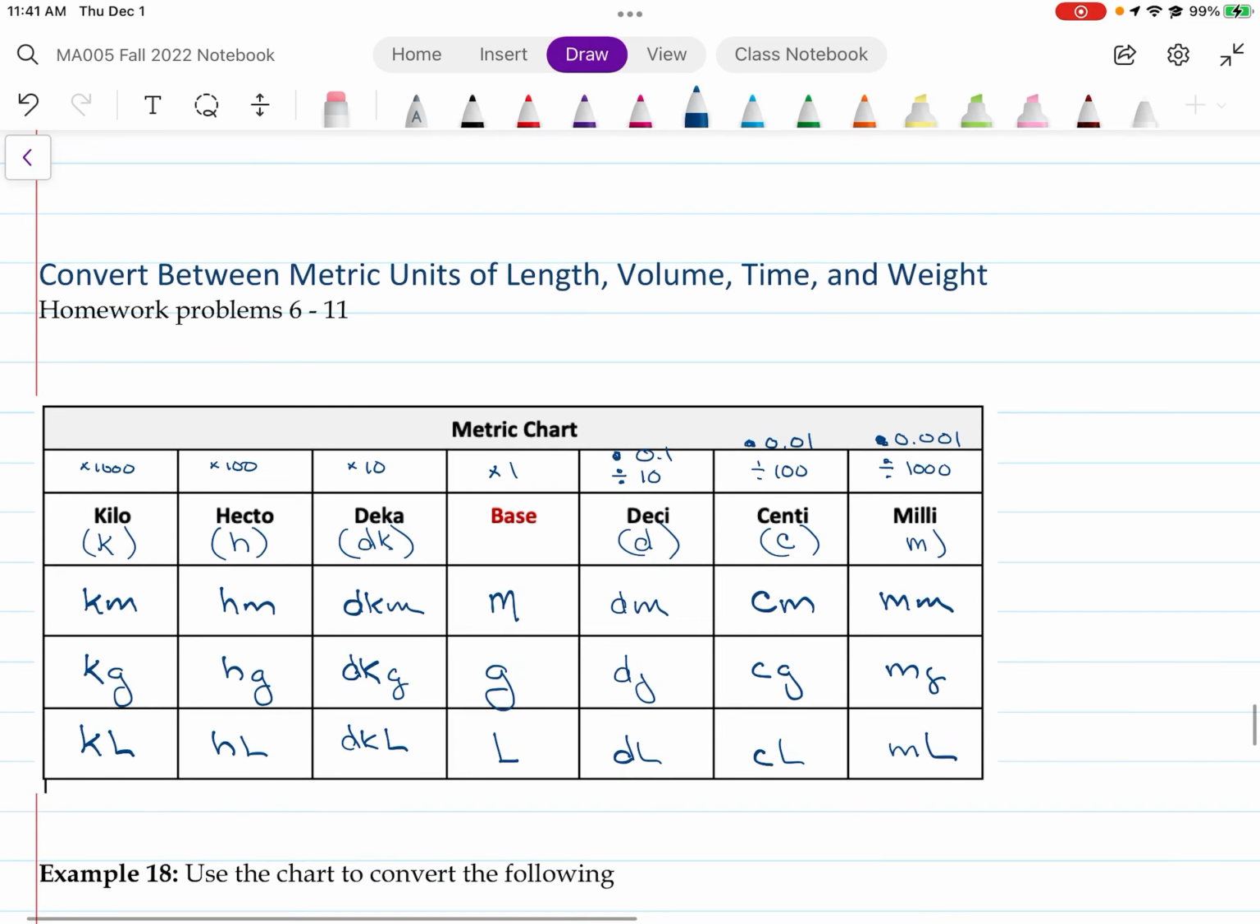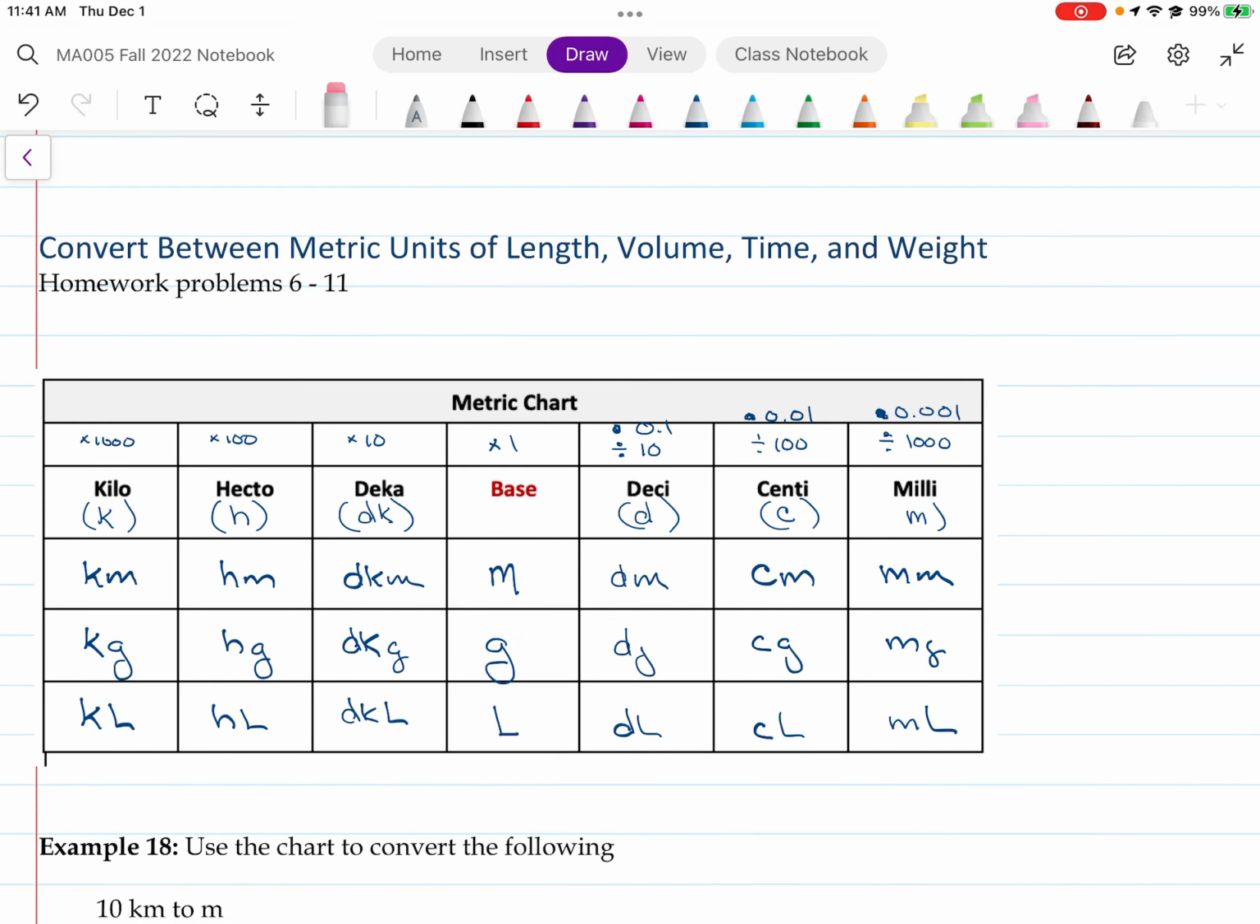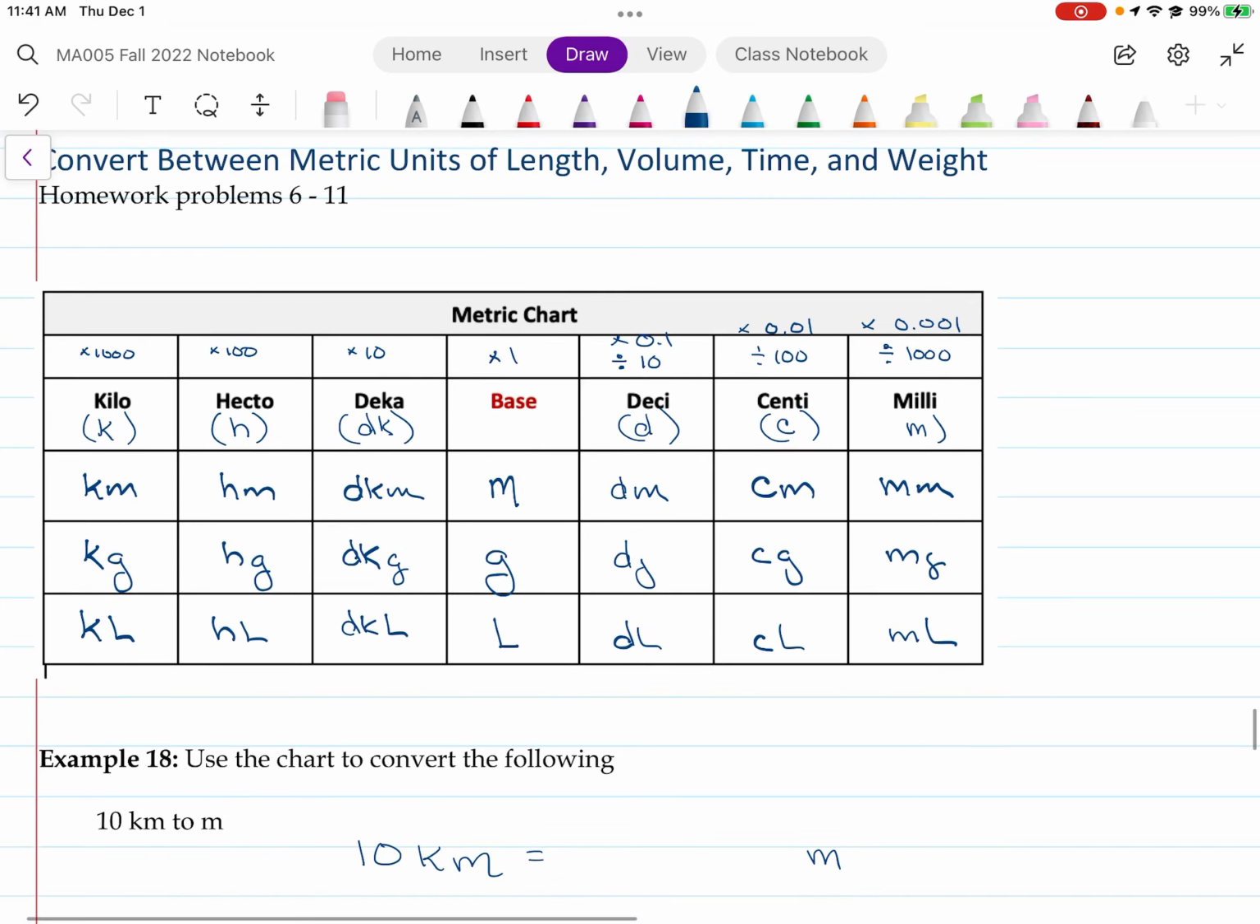All right. I think I'm going to fix these times, just put an X, because I think those dots are very confusing. So we're going to say times, times, and times. All right. So use the chart to convert the following.